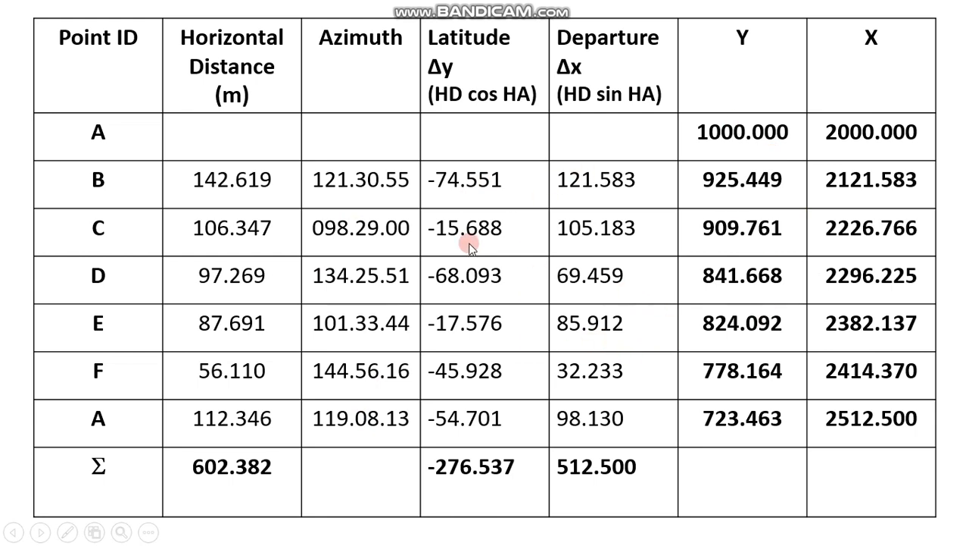So the first step is to find the delta y and the delta x for all our points, which are the latitudes and departure. For B, we'll say 142.619 cos 121 degrees 30 minutes and 55 seconds. We'll get negative 74.551. Then for the departure, for that same point B, we'll say 142.619 sine 121 degrees 30 minutes and 55 seconds. We get 121.583.